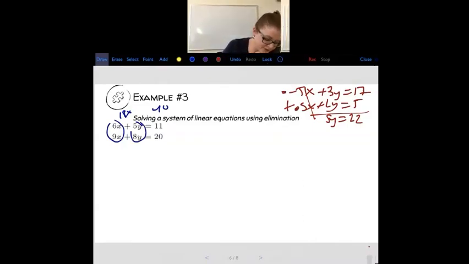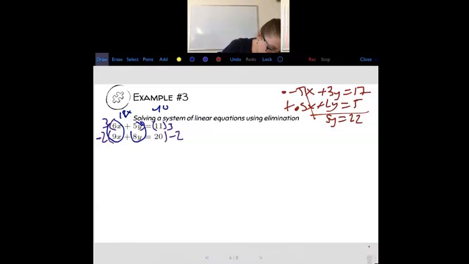Okay, so for this first equation, 6x plus 5y equals 11, I want to get the 6x to 18, which means I need to multiply it by 3. Okay, and when you're doing that, you have to multiply everything by 3. Because of that equal sign, what you do to one side, you have to do to the other. In the second equation, I'm going to multiply it by negative 2 because I want that to be negative 18x. One's positive 18x, one's negative 18x. When I add them together, they'll eliminate.